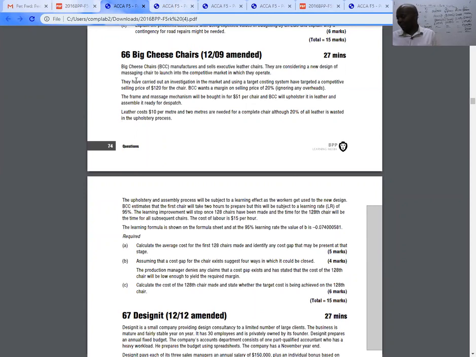and identify any cost gap that may be present at that stage. B, assuming that a cost gap for the chair exists, suggest 4 ways in which it could be closed. How do we close a cost gap? Alternative raw materials, alternative labor, try to reduce the overheads, etc. C, calculate the cost of the 128th chair made and state whether the target cost is being achieved on the 128th chair.